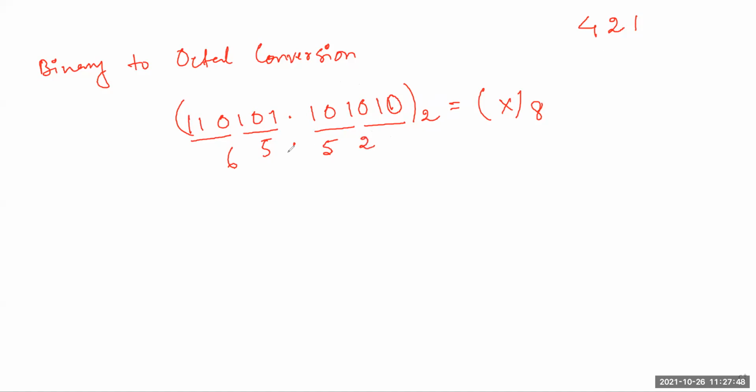So in this way, you can convert any binary number to an octal number. So the value is 65.52 base 8. This is the binary to octal conversion.